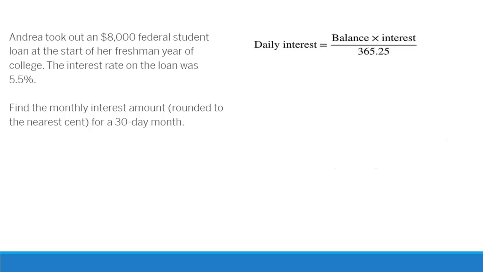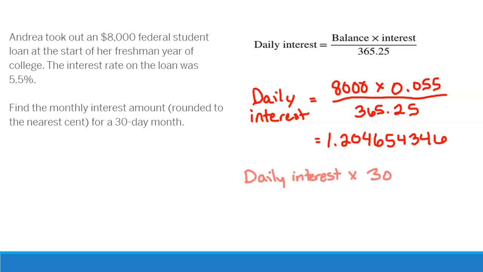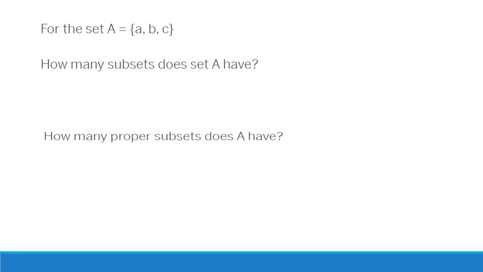We'll use the daily interest formula to find the interest for 1 day. That's the balance of $8,000 times the interest rate written as a decimal, 0.055, divided by 365.25. That gives us a very long decimal number for daily interest. Don't round that number because we're going to use it to find the amount of interest in a 30-day month, which is 30 times that daily interest. Once you've done that multiplication, you can go ahead and round to the nearest cent, which is $36.14.